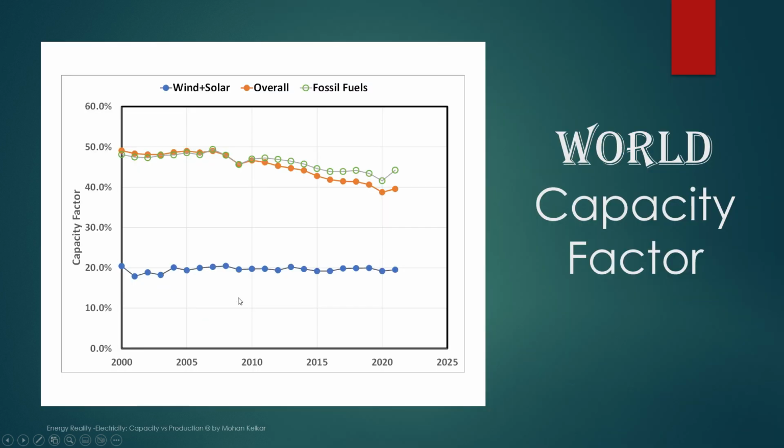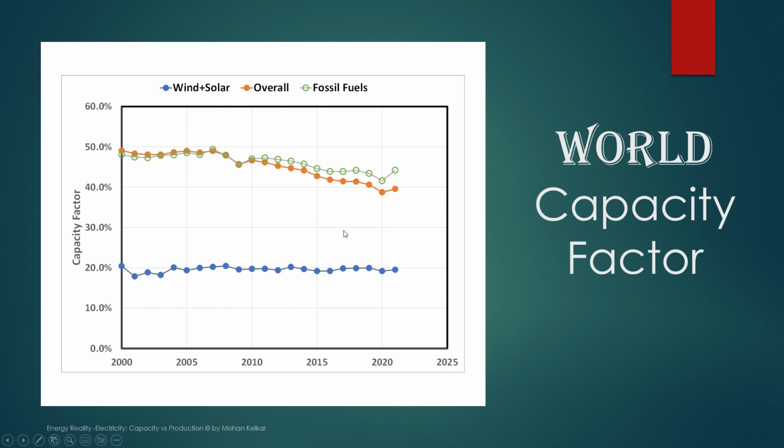The capacity factor for wind and solar based on the consumption and the capacity is about 20%, and it has remained steady over the last 20 years, and I wouldn't expect it to change significantly. However, notice that the capacity factor for the fossil fuels has decreased from about 49% to about 42%.